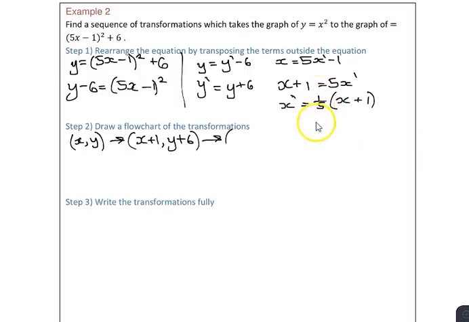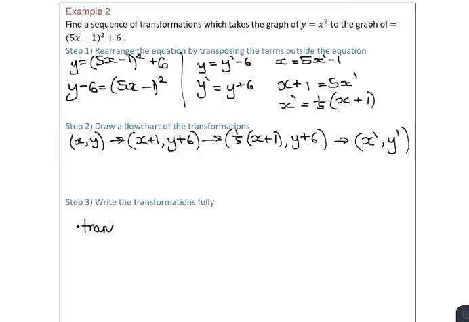My next step is then to do a dilation from the y-axis of 1/5. So it's affecting the x value. So 1/5 x plus 1 and y plus 6. That gives me my x new and my y new. Now I just take this information and I write it out, I suppose, fully. So we're going to write it out instead of just writing it as a flowchart.